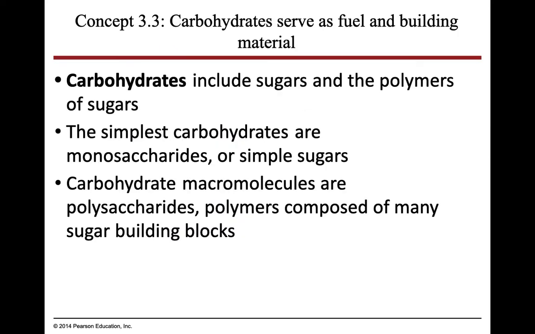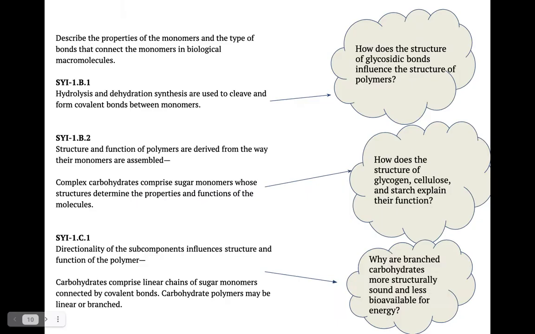Now, the first type of biological molecule we're going to talk about are carbohydrates. Sometimes you'll see them referred to as saccharides. And the monomers that we see in carbohydrates are monosaccharides. Mono is the prefix for one, and polysaccharides are our polymers, poly being many.